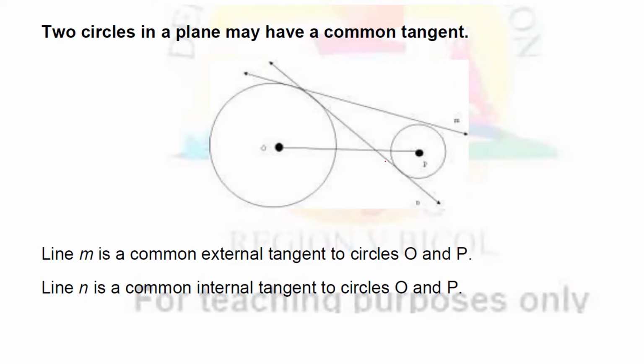N is the one below, ma'am. This is N. The M is the one at the... Wait, let me check. Okay, that is N, and the one on top is M.